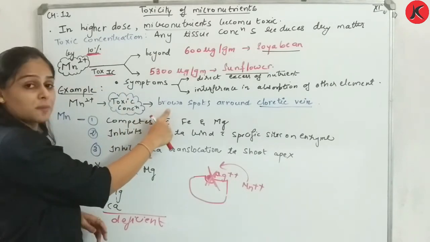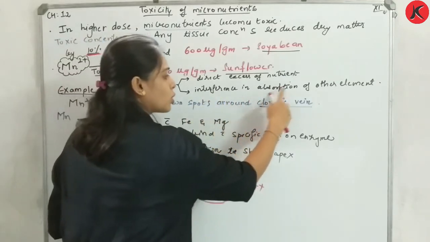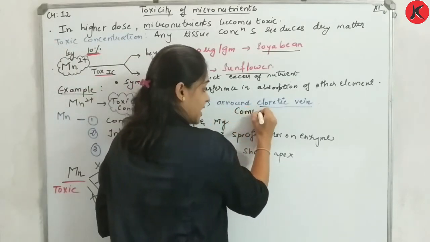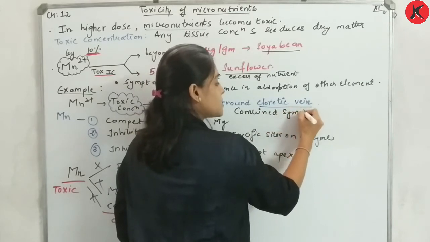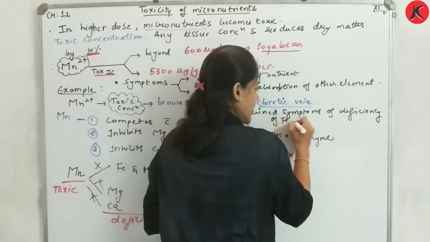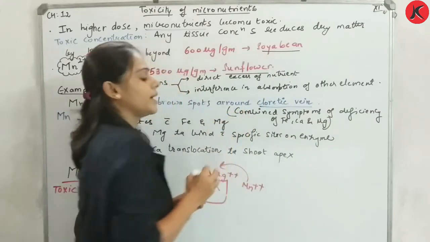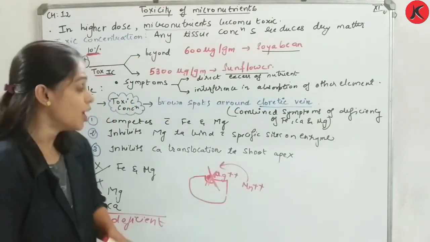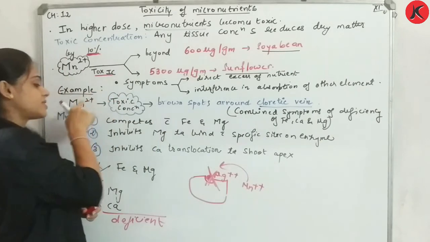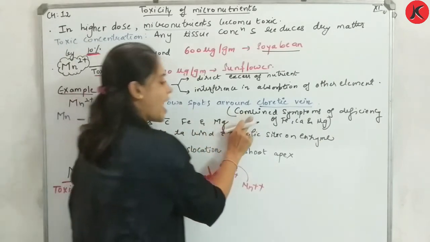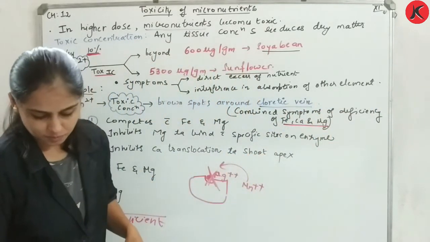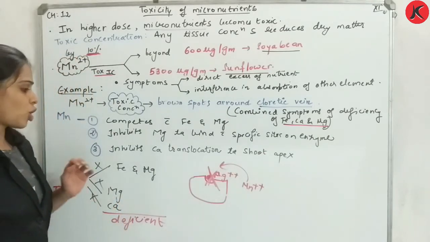and thus we can say that ये जो सिम्टम है brown spot around chlorotic vein is actually combined. Can I say it like this? Combined symptoms of deficiency of iron, calcium and magnesium. Yes or no? Yes. ठीक है. So I can say that toxicity symptom, ये toxicity symptom है. Toxicity symptom of manganese are actually combined symptom of deficiency of iron, calcium and magnesium. Am I clear? So I hope you got this point really very well.